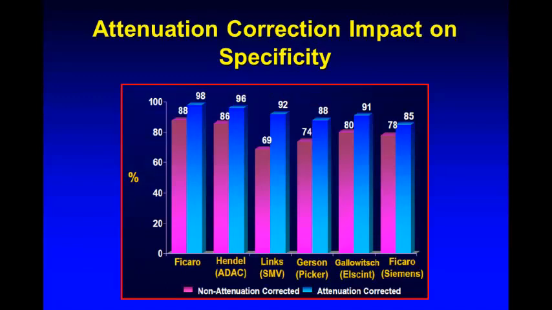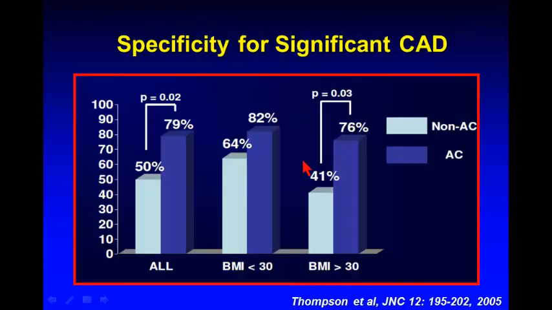And the main benefit of attenuation correction is the impact on specificity. You can see here there are multiple studies that looked at this using different vendors, and in all of them, the pinkish one is without attenuation correction and the blue one with attenuation correction. And you can clearly see there is a uniform increase in specificity. No matter where you are, your specificity is going to go up with attenuation correction. And this was most pronounced in patients with BMI more than 30.